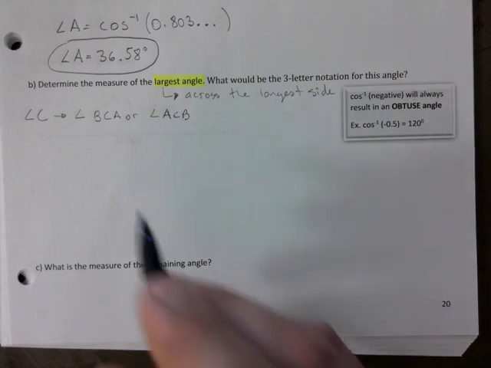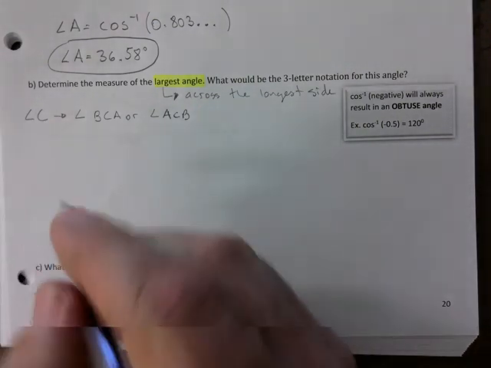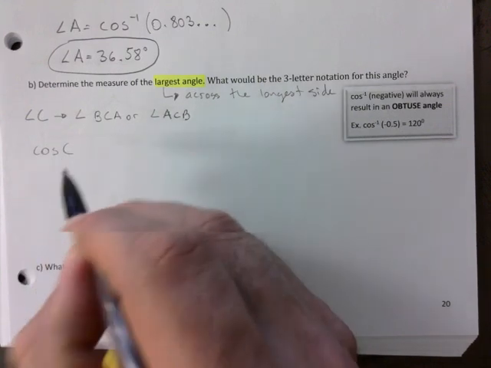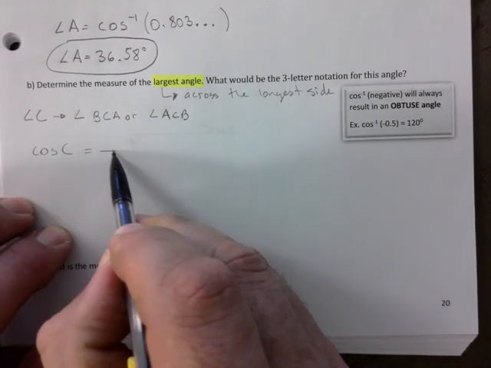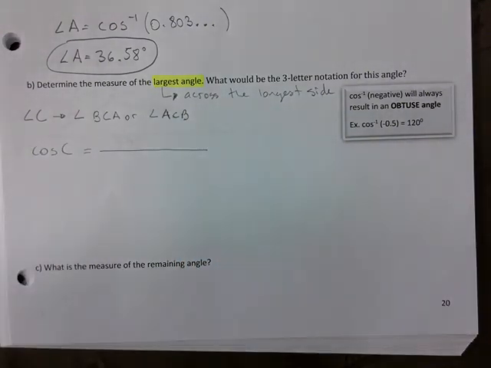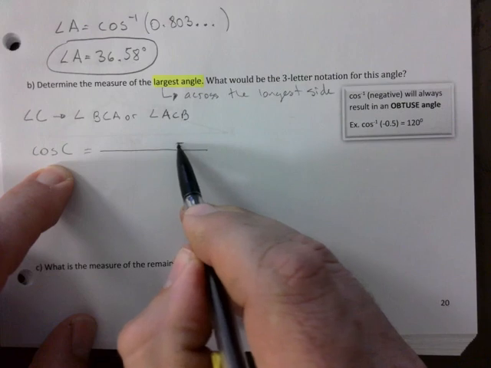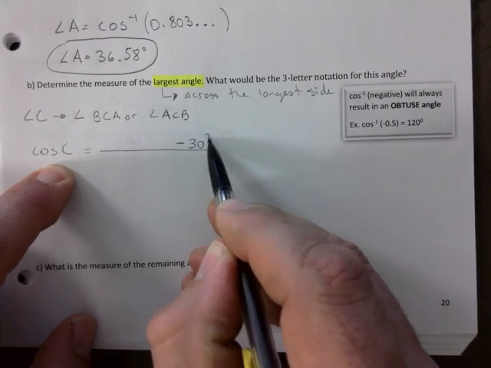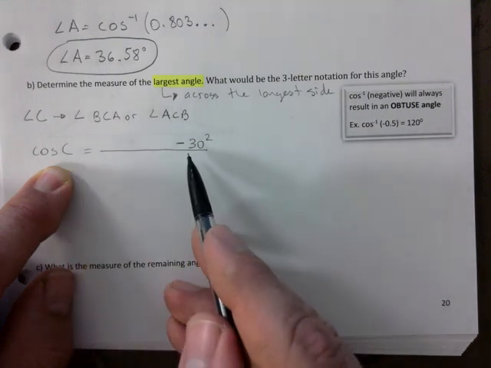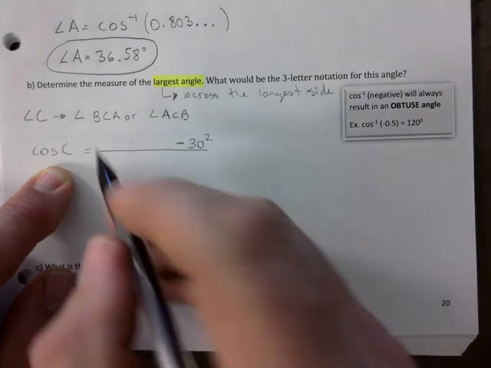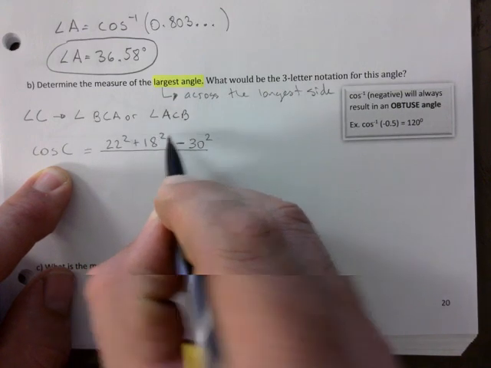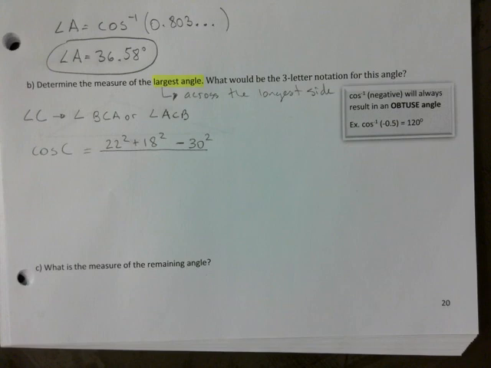Okay, so I won't do the whole formula again. If I want to solve for angle C, then I got to go cosine of C, and then I got to go line. Just pay close attention to the little details. Then I will have minus 30 squared right here, because it's across angle C. And then I'll grab the other two sides, 22 squared, in no particular order, it doesn't matter. Just do the other two sides there.